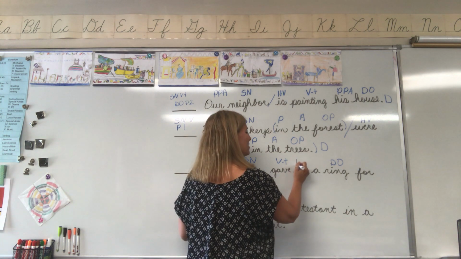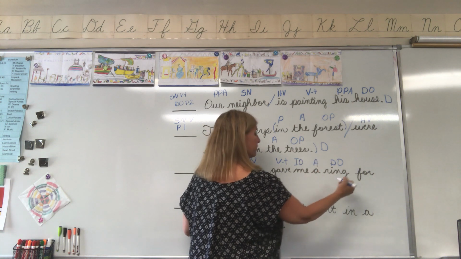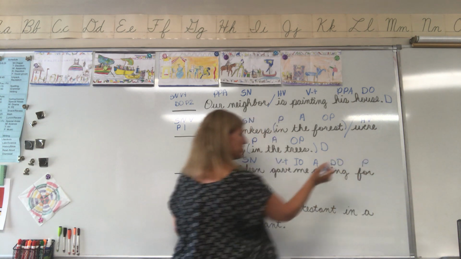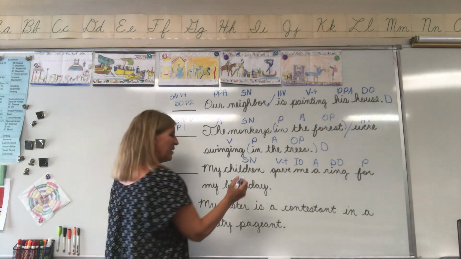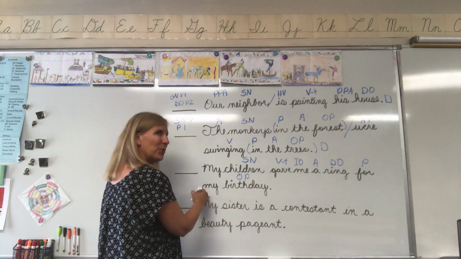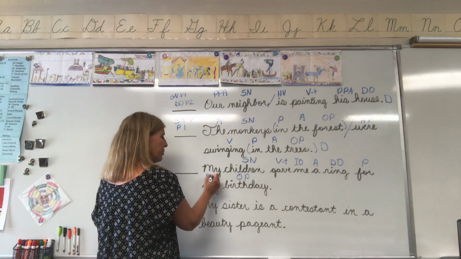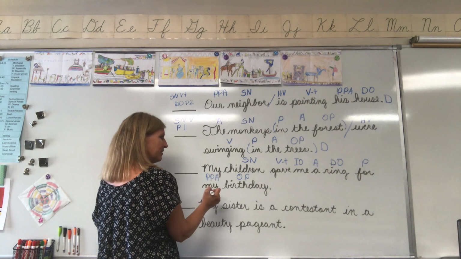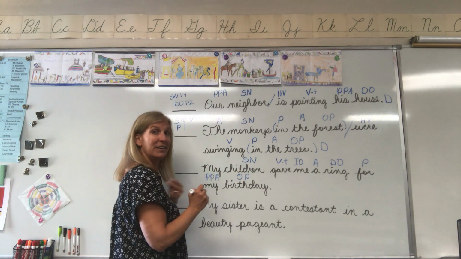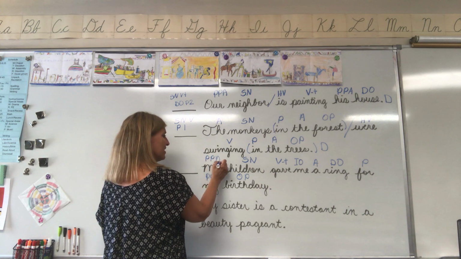Me. Indirect object. A, article adjective. For, preposition. For what? Birthday. Object of the preposition. Whose birthday? My birthday. Possessive pronoun adjective. Whose children? My children. Possessive pronoun adjective.